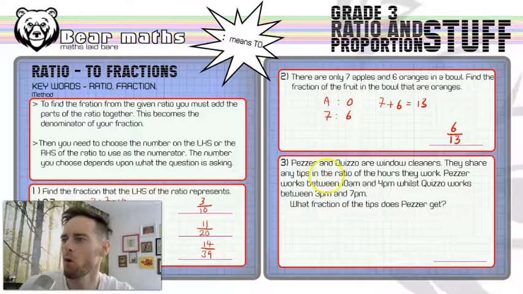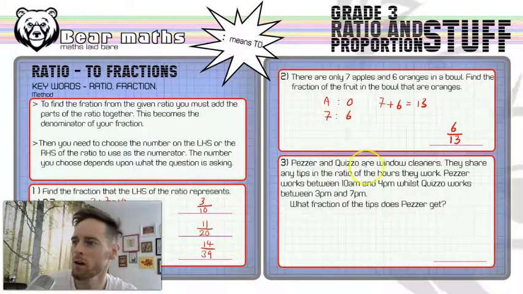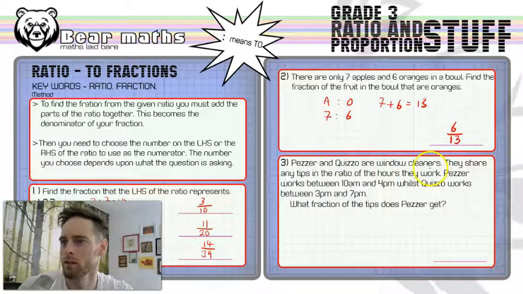So number 3 has more words. Pezza and Quizzo are window cleaners. Good old nicknames, Pezza and Quizzo. They share any tips in the ratio of the hours that they work. So Pezza works between 10 AM and 4 PM, whilst Quizzo works between 3 PM and 7 PM. What fraction of the tips does Pezza get?